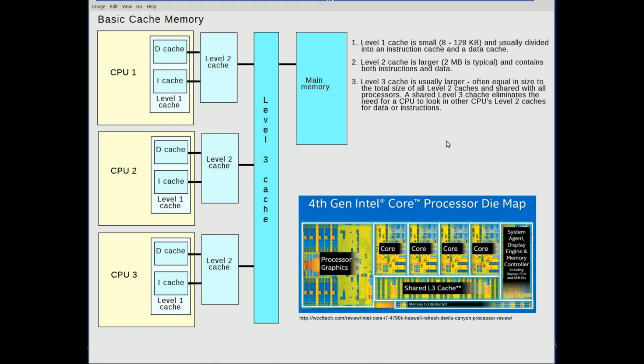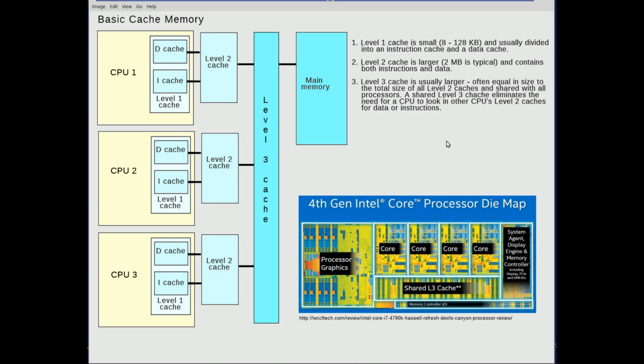And finally, in many machines now, there's a level three cache. Level three cache is shared by all the CPUs. One of the advantages is that level three cache can be quite large. Very often it isn't. It's usually about the size of the sum of the level two caches.